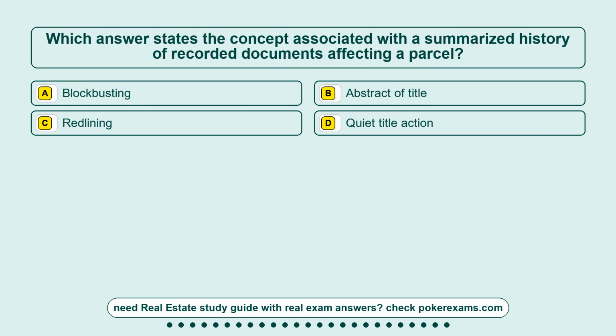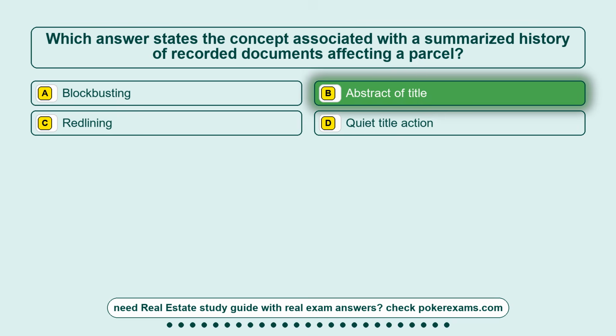Question 6. Which answer states the concept associated with a summarized history of recorded documents affecting a parcel? Option A, blockbusting. Option B, abstract of title. Option C, redlining. Option D, quiet title action. The correct answer is option B, abstract of title.